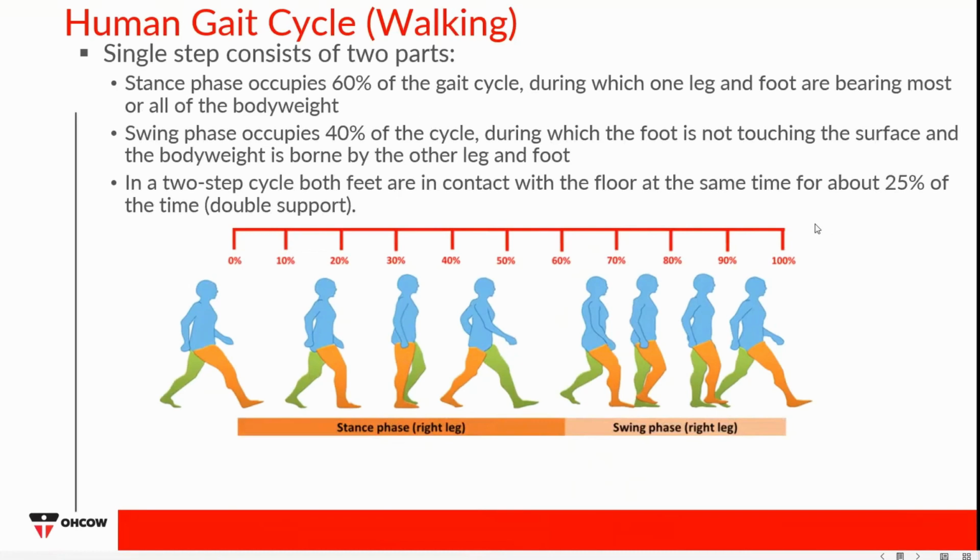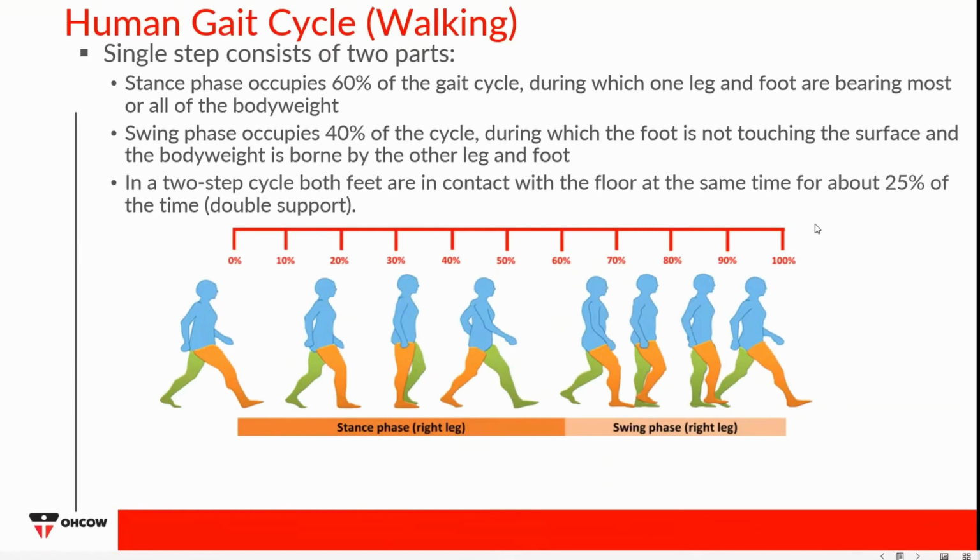A single step consists of 2 parts. The stance phase, which occupies about 60% of the gait cycle, during which one leg and foot are bearing most of or all of the body weight, and then the swing phase, which occupies 40% of the cycle, during which the foot is not touching the surface and the body weight is borne by the other leg and foot. In a 2-step cycle, both feet are in contact with the floor at the same time for about 25% of the time, which is called double support.